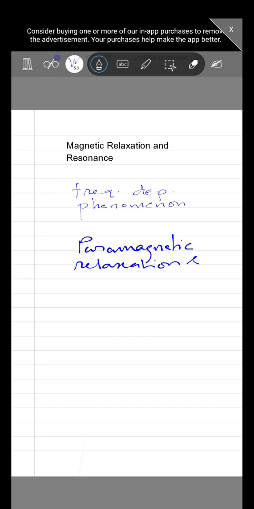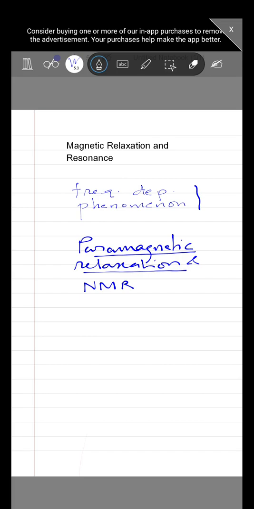and nuclear magnetic resonance, NMR, as examples to illustrate the effect of this frequency dependent phenomena. And so we'll first start with the paramagnetic relaxation phenomena.